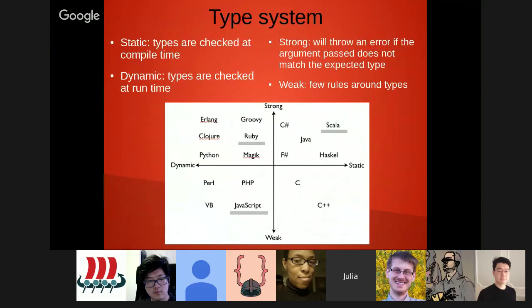So when you talk about a statically typed language, you need to talk about the type system. In a statically typed language, the types are checked at compile time. So you can see on the right, Scala is a statically typed language, and then on the left, you have Ruby and JavaScript, the ones that we're familiar with. And those are dynamic, which means the types are checked at runtime. There's a second axis, which is strong versus weakly typed. A strongly typed language will throw an error if the argument passed doesn't match what it's expecting. And a weakly typed language has few rules around types. I'm sure you guys remember that from JavaScript when you have strings when you're expecting integers.